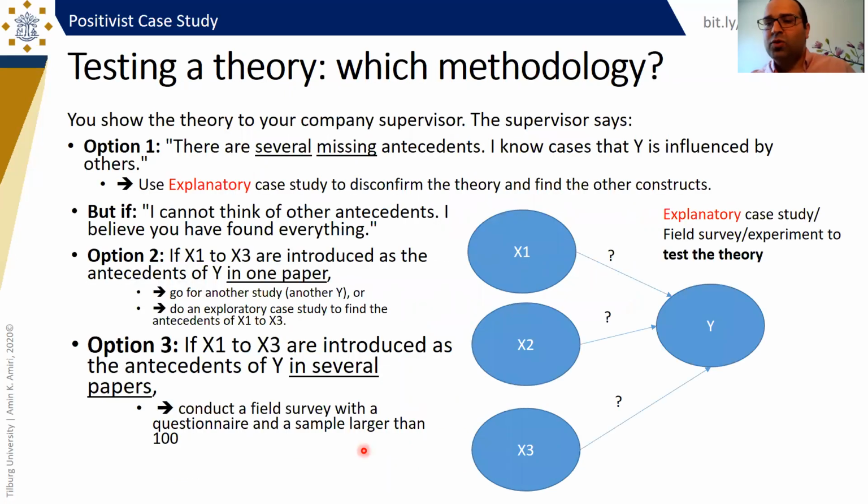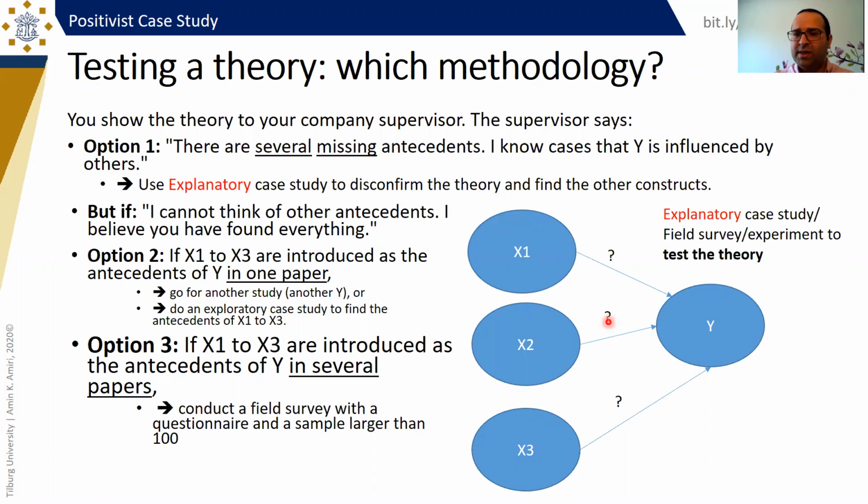So most of the time, you want to test a theory that is built using the literature. So you have this theory now. You want to check whether you should go for explanatory case study or field survey. Okay. You create a theory using the literature. You take that to your company supervisor. The company supervisor tells you this.